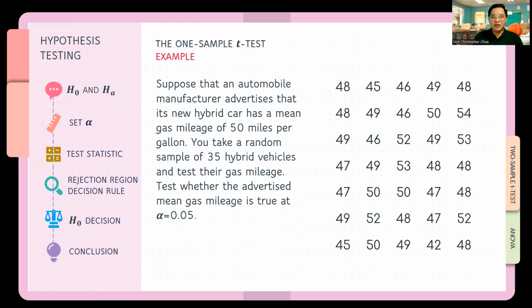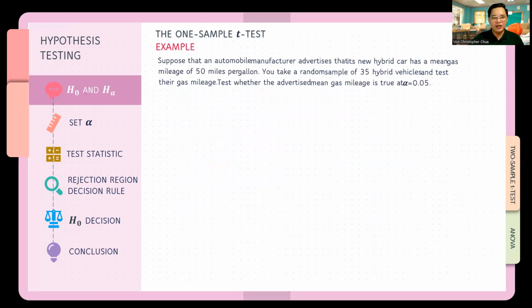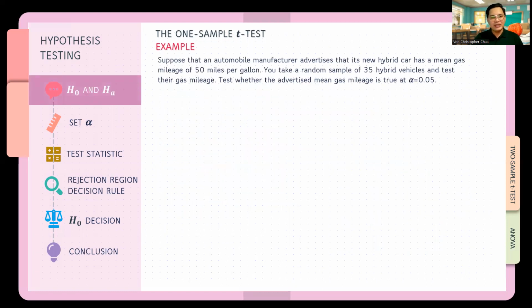But if we're able to reject the null hypothesis, meaning there is enough evidence to say that the sample mean from this data is statistically different from the 50 miles per gallon, then that should dispute the claim of the manufacturer. So let us follow these steps in hypothesis testing, beginning with step number 1, which is to identify the null and the alternative hypotheses.